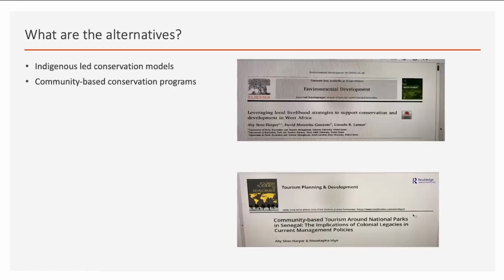And so what are the alternatives today, right? I just talked about indigenous models of conservation, right? The shift from biodiversity to capital. And so what are the alternatives today for conservation that we can really aim for and push for?